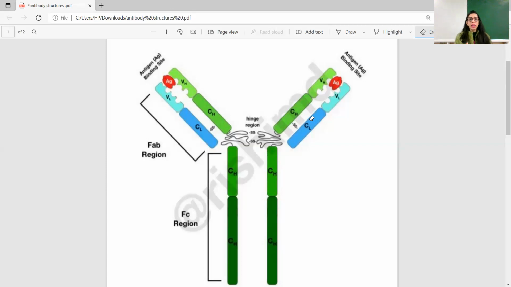Interchain, that means the bond which is present between these two chains. And intrachain, that means the bond which is present within a chain, between domains.